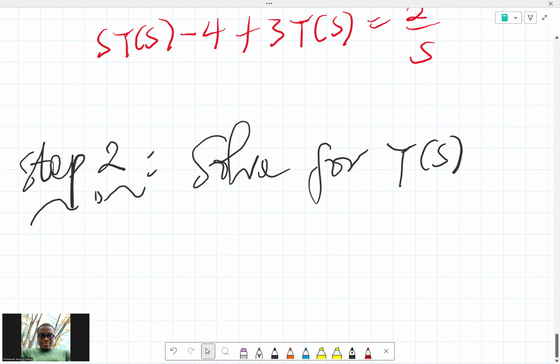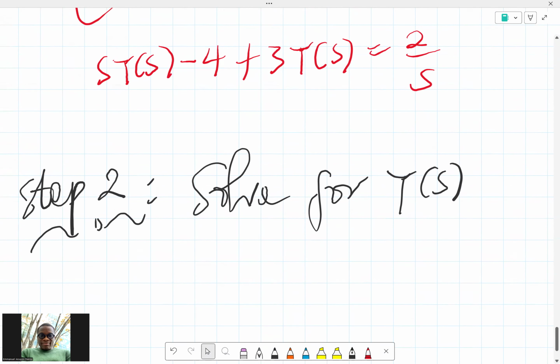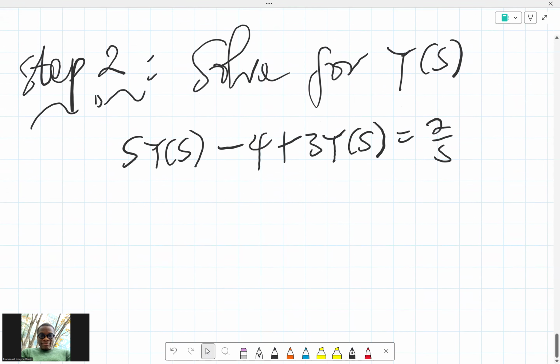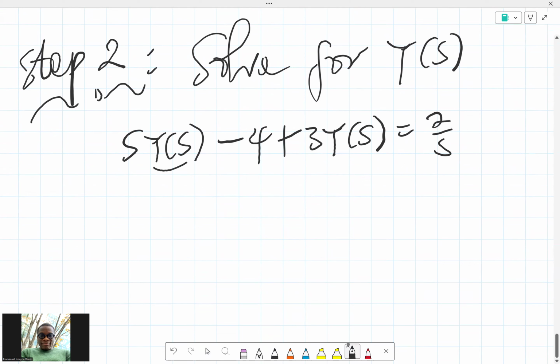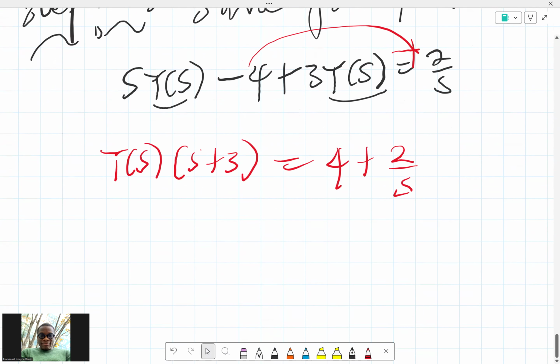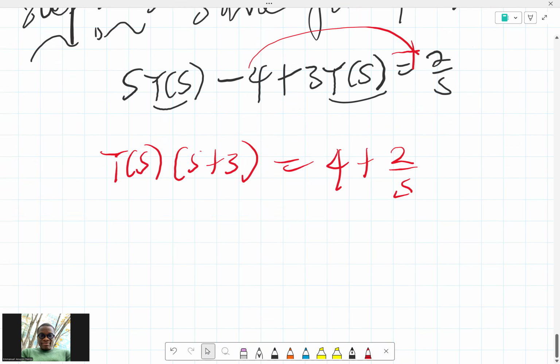To solve for y of s now, from what we have up there, we have s y of s minus 4 plus 3 y of s equals 2 over s. Since we are solving for y of s, y of s is common there. So we have y of s into s plus 3. Then the minus 4 can go to the other side. So we have 4 plus 2 over s. Be careful about that.